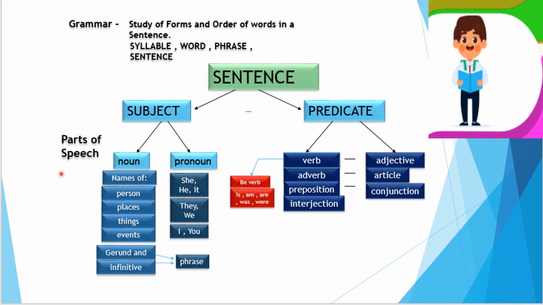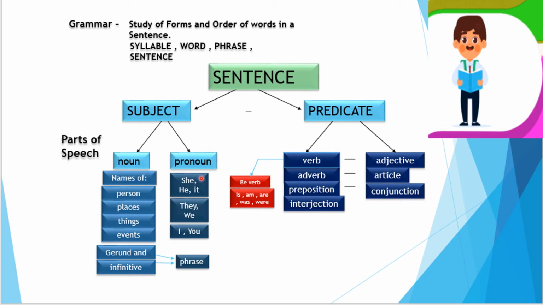Let's review our parts of speech because these parts of speech can be found in the sentence. Noun. Noun is the name of person, places, things, events. Noun is the name of person, places, things, and events, and sometimes gerund and infinitive are also nouns.